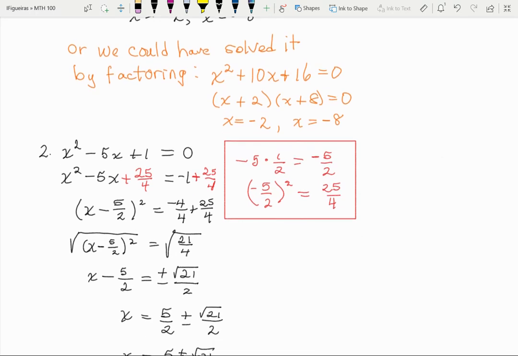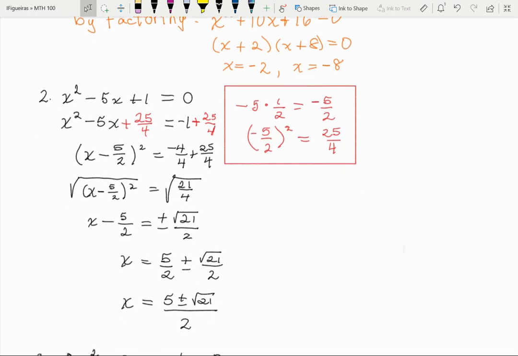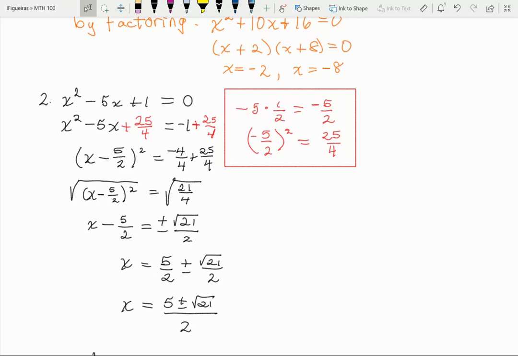In this next example, you would not have been able to solve this by factoring. So we're going to use the completing the square method. The first thing I did was move the 1 over to the other side, which is why the 1 becomes a negative 1. Then we take half of the coefficient of the middle term. The middle term is negative 5, and so the work is here. Take half of it, we get negative 5 halves, and then we square that number. That gives us 25 over 4.